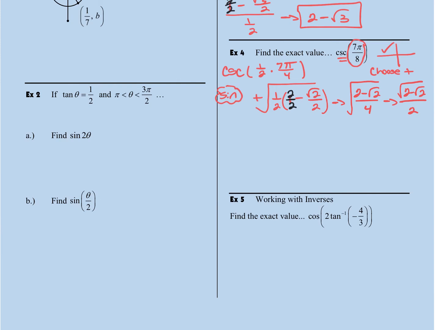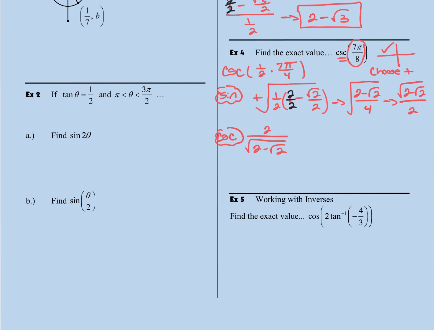Now what we want to do is we want to do the cosecant of this, and this is where it's going to get kind of crazy because we're going to take that answer and we need to use its reciprocal. So we're going to rewrite this as a 2 over the square root of 2 minus a radical 2.